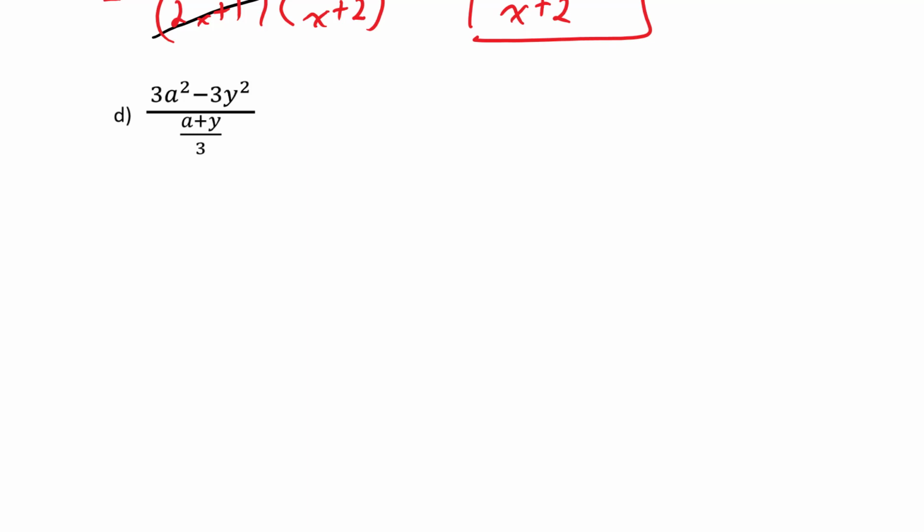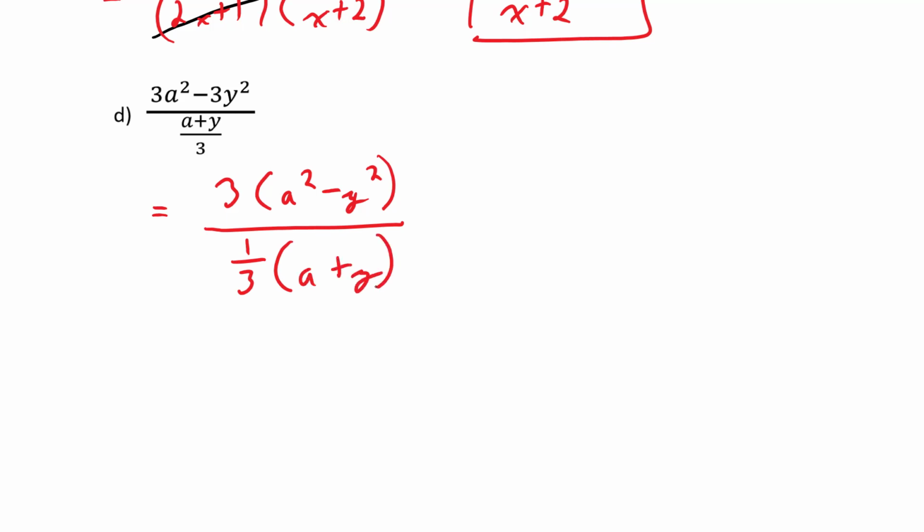Let's try D. We have a complex fraction. We have a fraction within a fraction. So first thing we should do is always try and pull a common factor out first. So let's do that first. We're going to pull a common factor of 3 out of the top. A squared minus y squared on the bottom here. We can pull that divided 3 out by making it a coefficient of 1/3. See what we have here now? We have a difference of squares. Let's factor that.